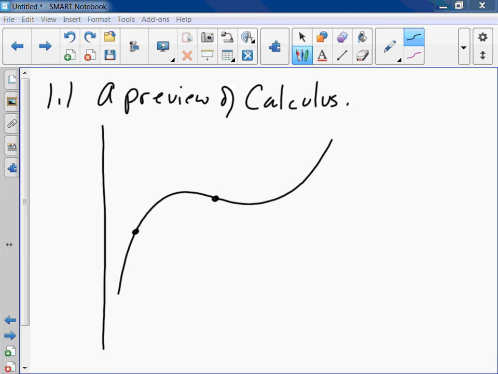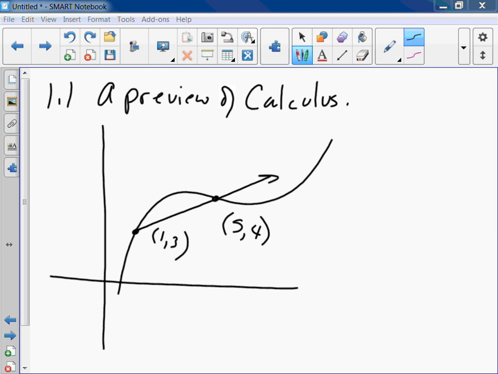It's on some coordinate system. Let's say this is the point 1, 3, and this is the point, say, 5, 4. Now, if I want to find the slope of the secant line, can I do that? Do you have the skill right now to find the slope of that line?